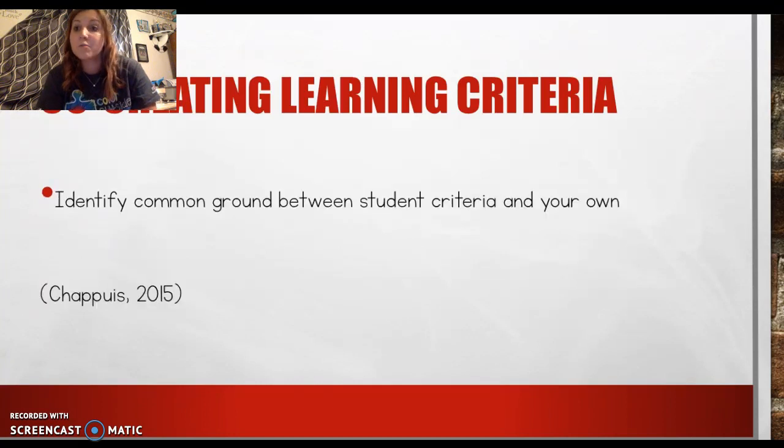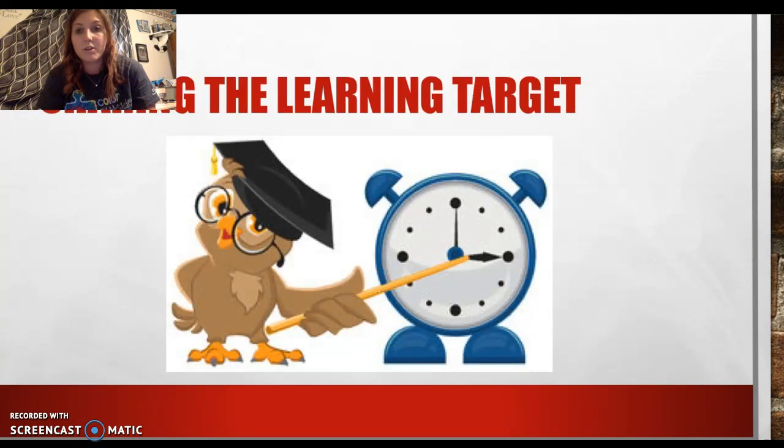Once you've discussed this with your students, it's important to find a common ground between your criteria and the students' criteria. So make sure you continue to keep those expectations high, but also compromise with their thoughts as well when planning this and co-creating the learning target.